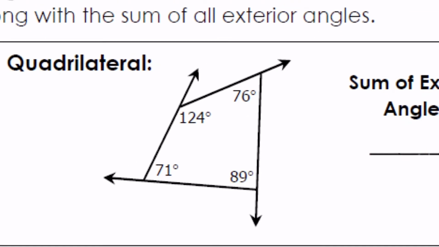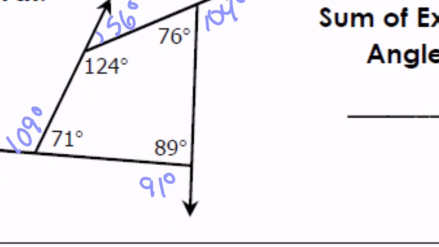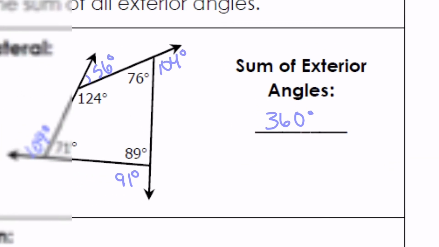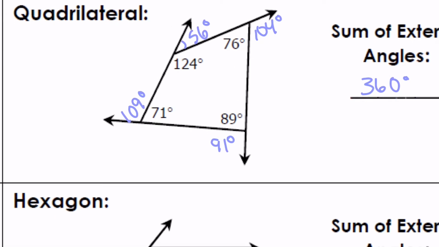So if I want to look at a quadrilateral, I do the exact same thing. This one's going to be 56, 104, 91, 109. Okay? When I add all of those together, I also get 360 degrees. So when I'm finding these exterior angles, I'm taking 180 minus its adjacent supplementary angle, or its adjacent angle.